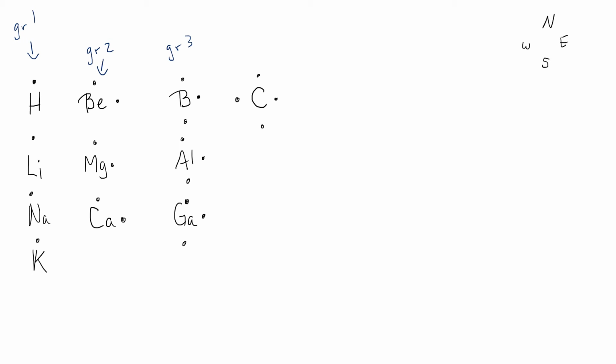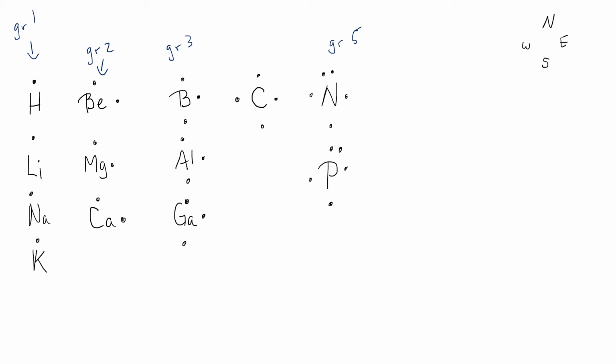Once I get to something like group 5, so if I'm looking at nitrogen, I have my 4 in my cardinal positions, and then I start buddying up. So something like nitrogen would have 1 in the north position, east, south, west, and then start buddying up. Same thing like phosphorus, which is right underneath nitrogen, 1, 2, 3, 4, and then the 5th buddying up. So this would be group 5.